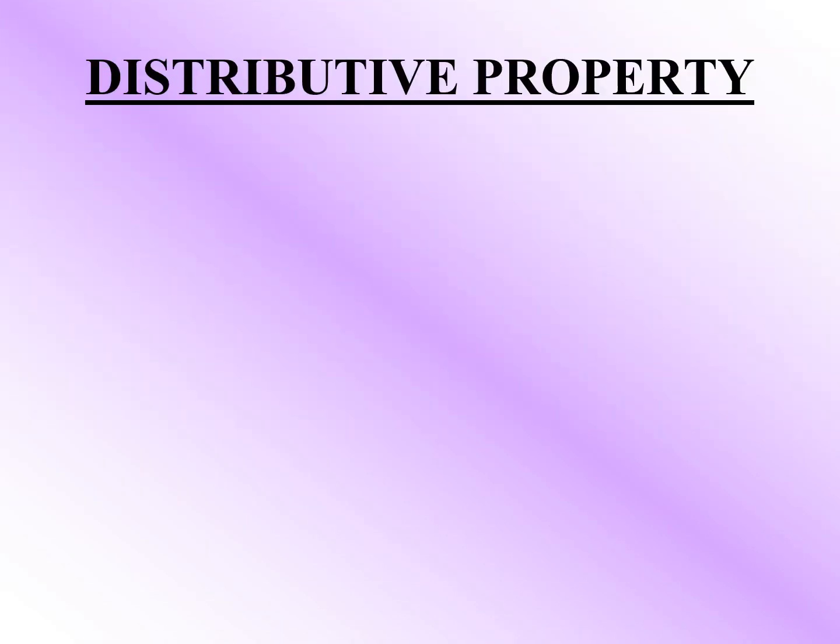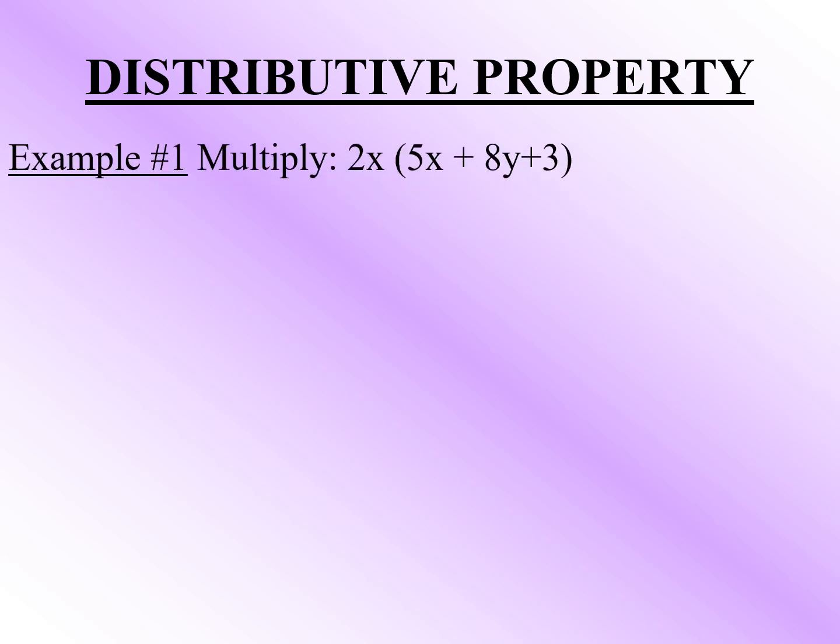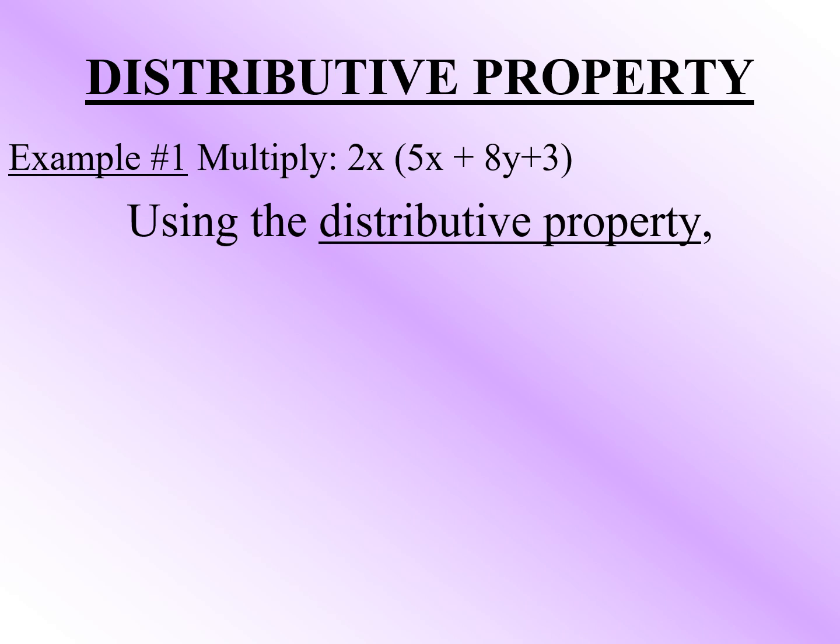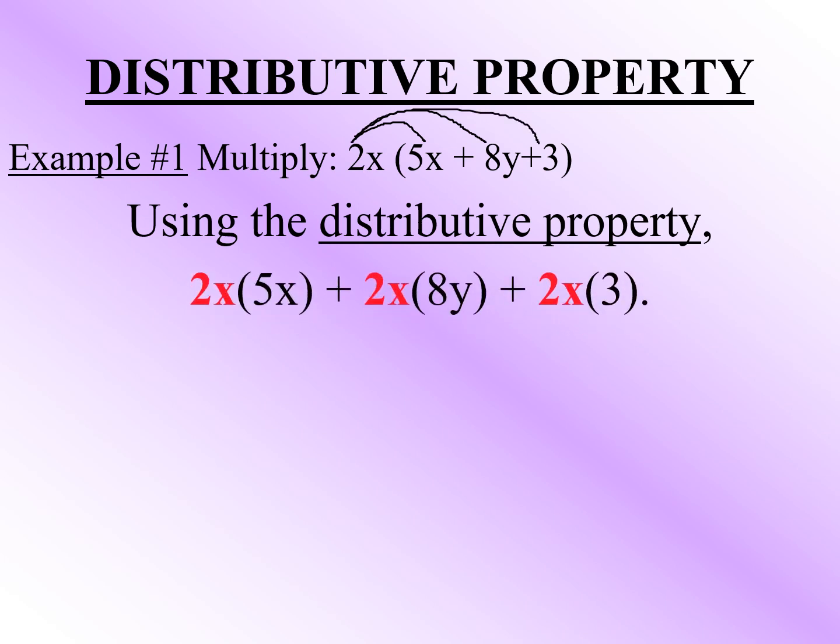But first, allow me to recall the distributive property. We have here an example, 2x times the quantity 5x plus 8y plus 3. Basically, we have a monomial multiplied by a polynomial. In this case, we have to distribute the term 2x to each of the terms inside the parenthesis. So we have 2x times 5x, 2x times 8y, 2x times 3.